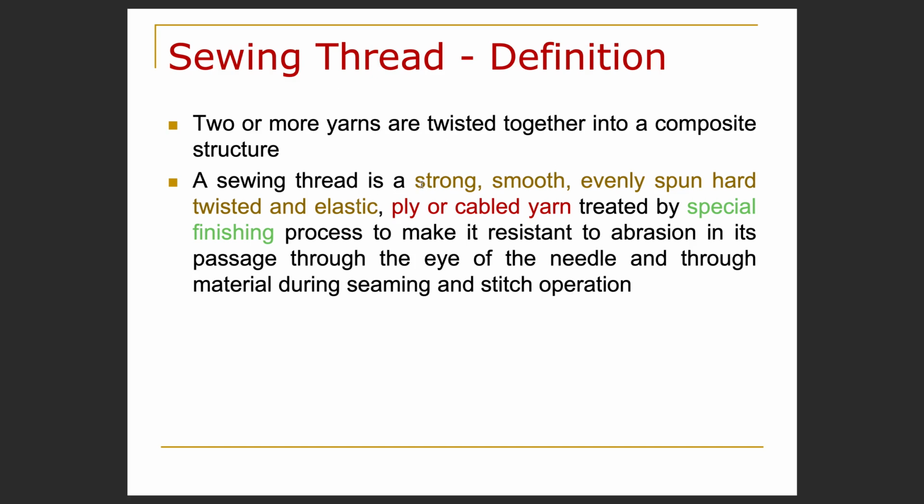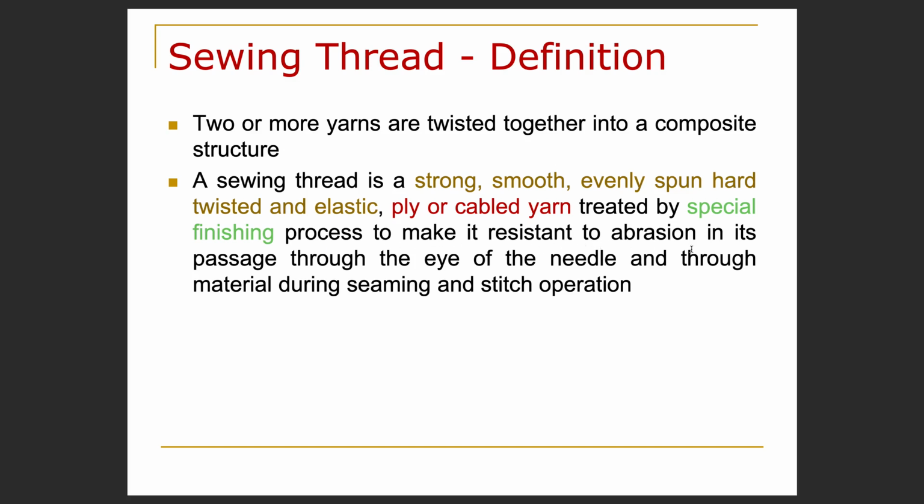The sewing thread should possess properties like strength, it should have smoothness, it should be evenly spun into hard, twisted and elastic form. And some kind of special finishing process may also be applied on sewing thread. For example, if sewing thread is to be used for sewing water repellent or flame retardant garments, the sewing thread should possess the same property, that is, it should be either flame retardant or waterproof respectively, depending on the property which the garment will be possessing. That is imparted to sewing thread by application of special finishes.